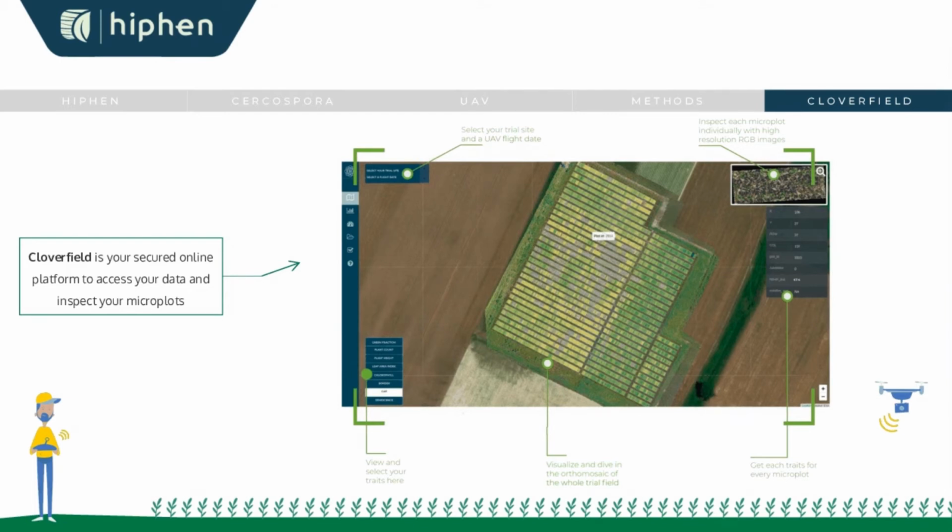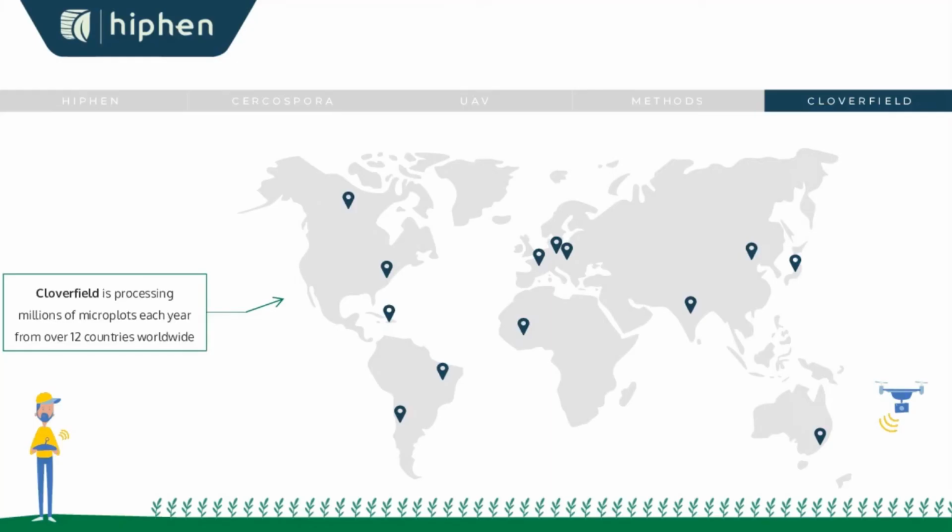This is a pretty powerful tool, and it is processing millions of microplots each year so far across 12 countries worldwide. So it's an engine that runs day in and day out to crunch all of the numbers for breeders across the world.